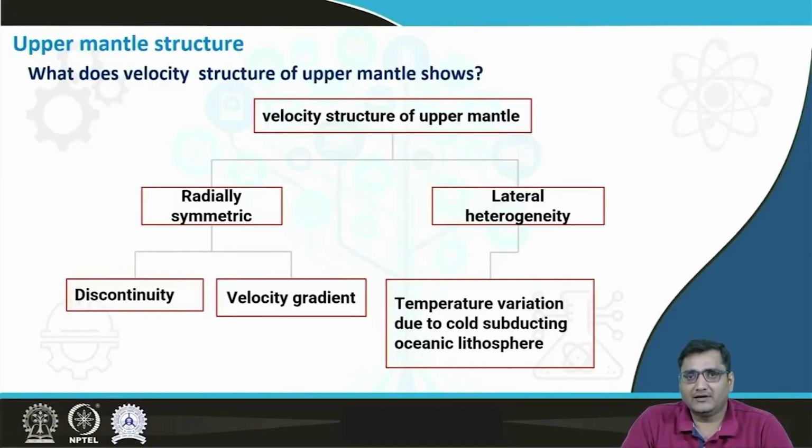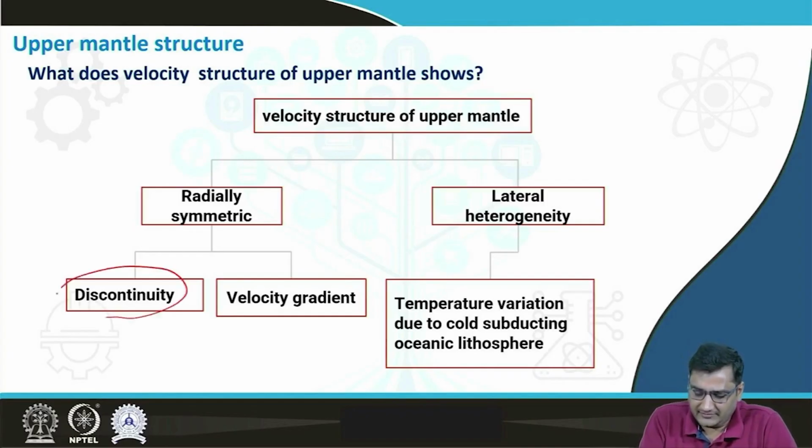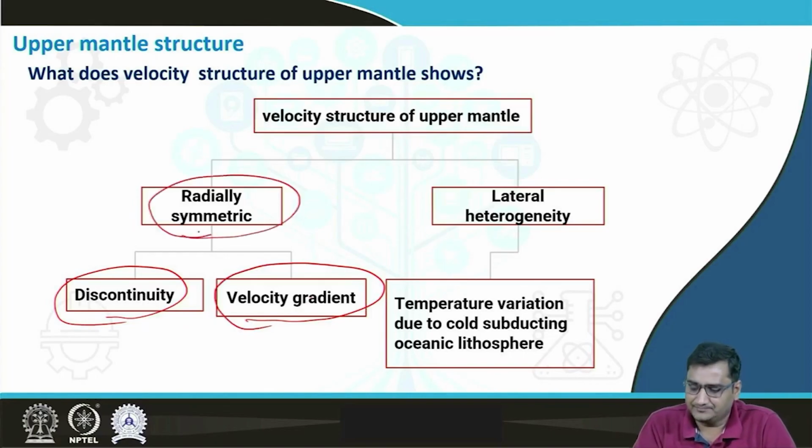The velocity structure of the upper mantle shows two major effects. First, it has discontinuities and velocity gradients that are radially symmetric in nature. Second, it contains significant lateral heterogeneity due to the cold subducting oceanic lithosphere.